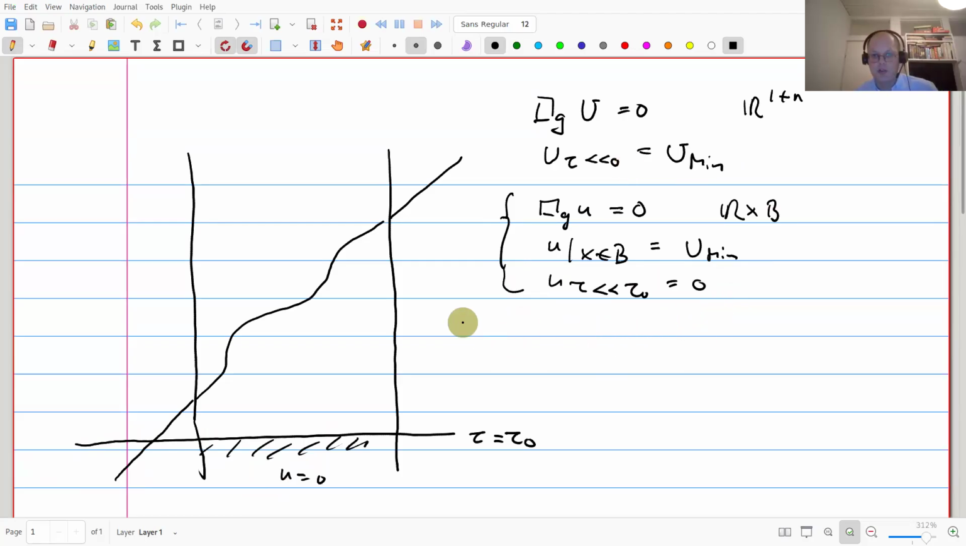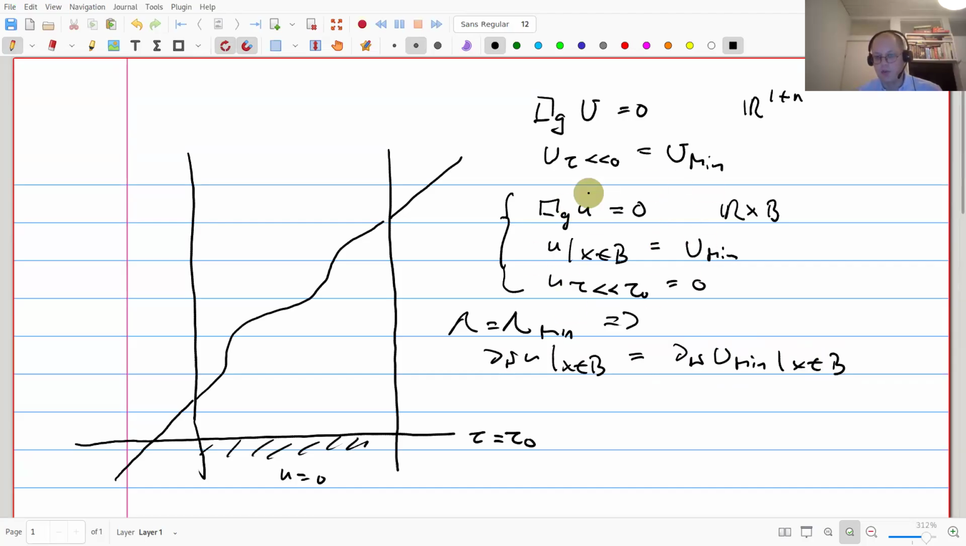And then because the Dirichlet-Neumann maps agree, so lambda is lambda Minkowski, it implies that the normal derivative of u on the boundary is also going to be the normal derivative of the Minkowski plane wave on the boundary, because for the Minkowski case, the solution to this equation is just a plane wave.